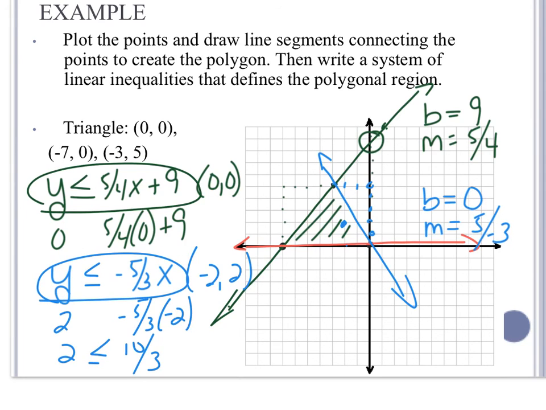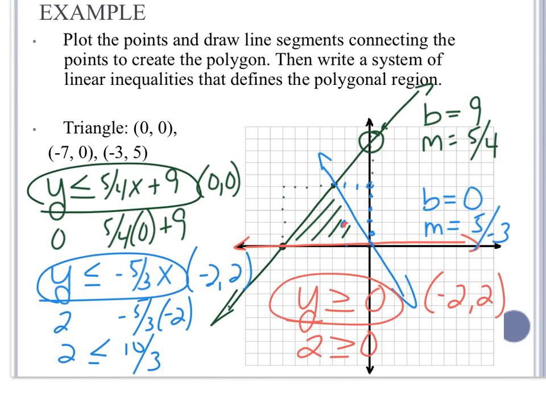Now let's take a look at the red line. That is a horizontal line. So that is y something along the 0 axis. Now once again, I can't use the point 0, 0 because it's on the line. So I'm going to pick the point negative 2, 2 because that line is clearly on the side that's shaded. So my y value is 2. 2 something 0. What would make that a true statement? Greater than or equal to. So my third equation is y is greater than or equal to 0. And those are the three equations that define this polygonal region.